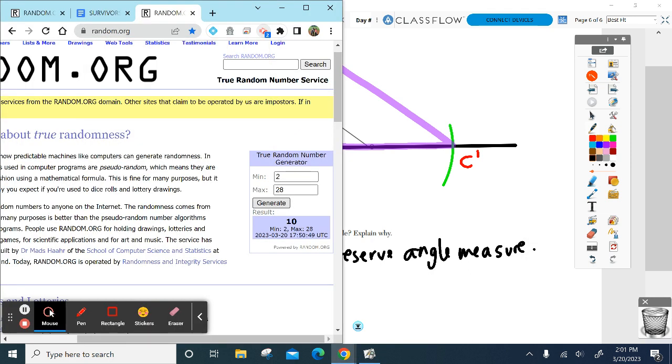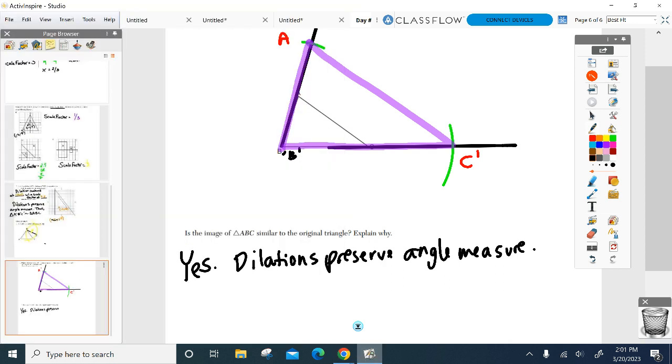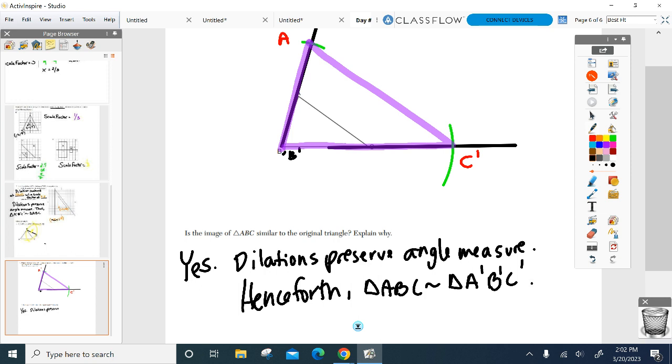And who am I opening this up to? Last three. Your word? Henceforth. All right. Yes. Henceforth. Triangle ABC similar. How many put congruent? Stop. Stop. Similar.